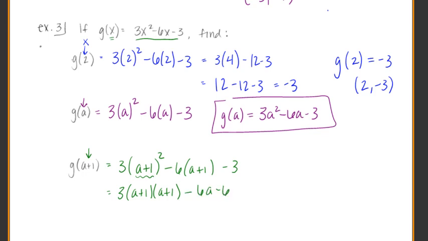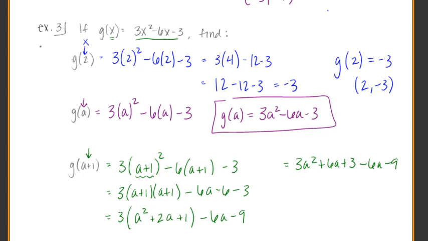And over here on this next parenthesis, just making sure I distribute everything correctly. So this will be 3 times, let's multiply this out. A times a is a squared. The outside will give us an a. The inside will give us an a. So a total of 2a. And 1 times 1 is 1. Minus 6a minus 9. All right, so working on this some more, we'll get 3a squared plus 6a plus 3 minus 6a minus 9. So positive 6a and negative 6a cancel, and we're ready for our answer. So the function g, when a plus 1 is plugged in, is going to equal 3a squared minus 9.